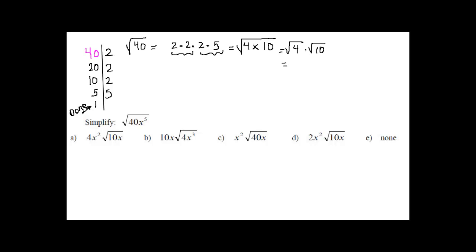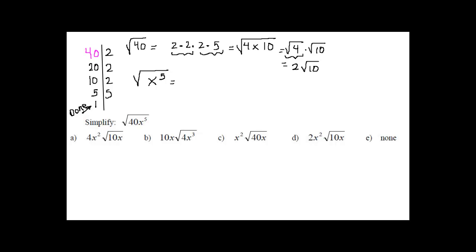So, Sunit, what is the square root of 4 equal to? 2. So the whole thing would be 2 square root of 10. But we also have this x to the power of 5. Now, x to the power of 5 is not completely squared. Sunit, can you tell me how you would break this so we can simplify this?